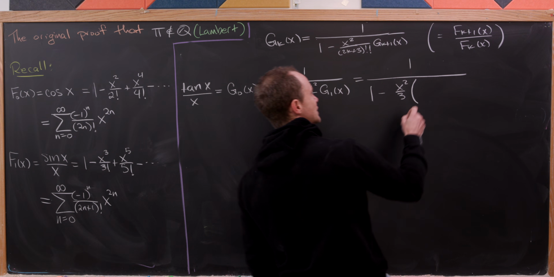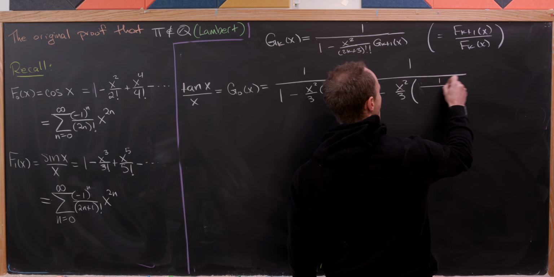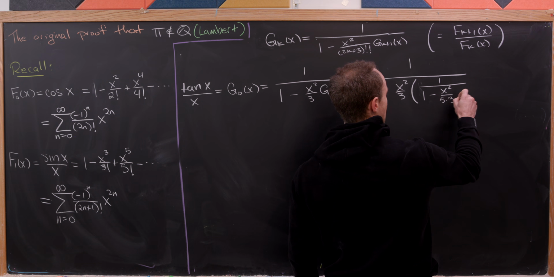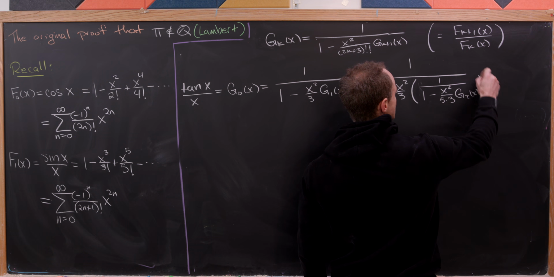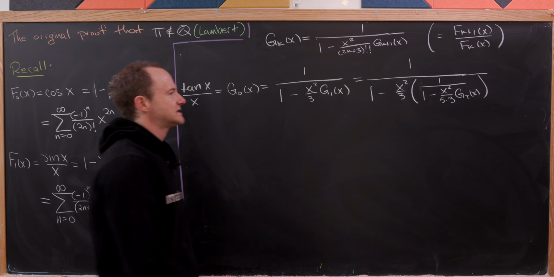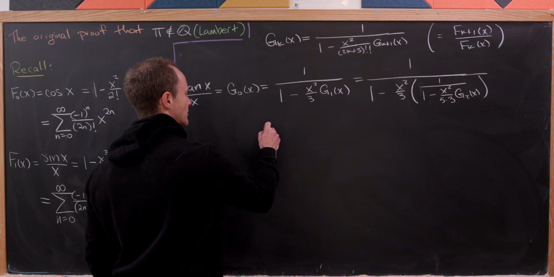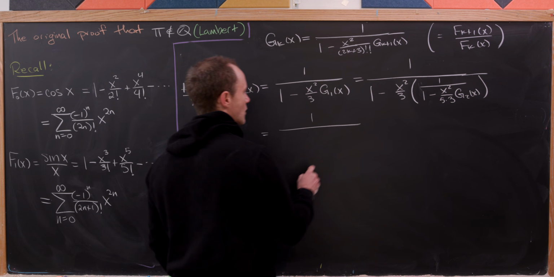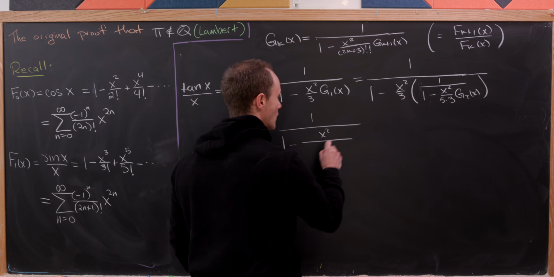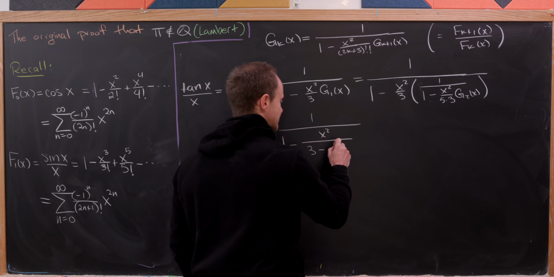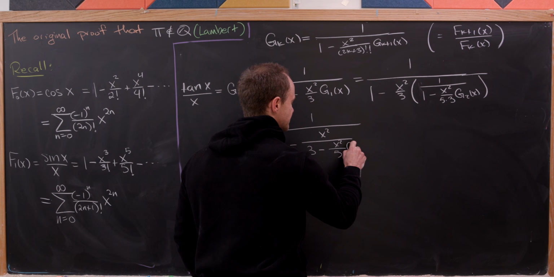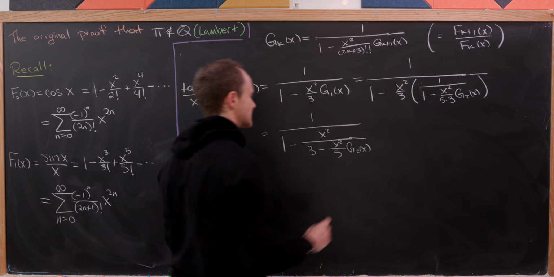And then we can replace g1 with 1 over 1 minus x squared over 5 times 3 times g2 of x. Again, just using that recursion again. But now I can take this 3 and multiply it through and observe that this is going to turn into 1 over 1 minus x squared over 3 minus x squared over 5 times g2 of x, like that.